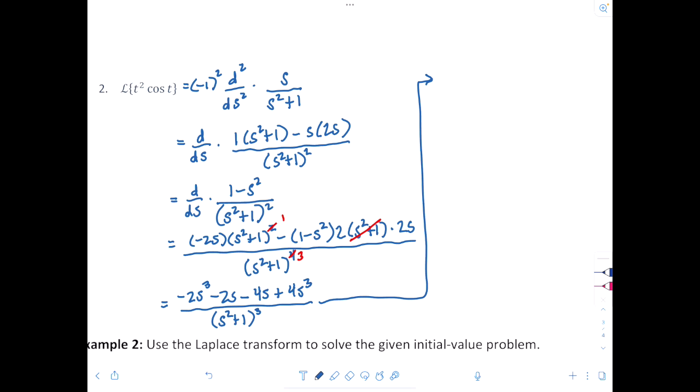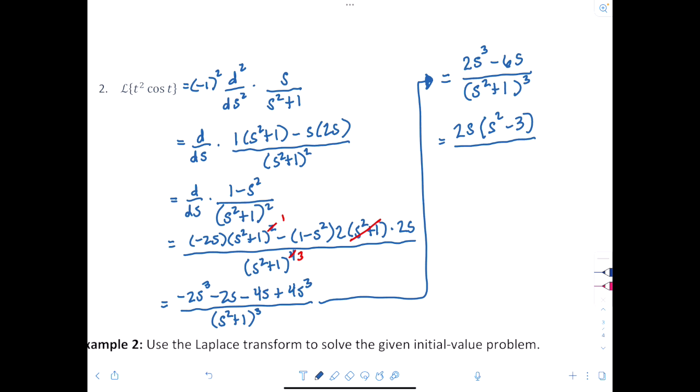Bringing it on over here, we will get 2s cubed minus 6s over s squared plus 1, the quantity cubed, and then factoring just in case we can divide anything out, which we won't be able to. We'll get 2s times quantity s squared minus 3 over s squared plus 1, the quantity cubed. And we're good to go.